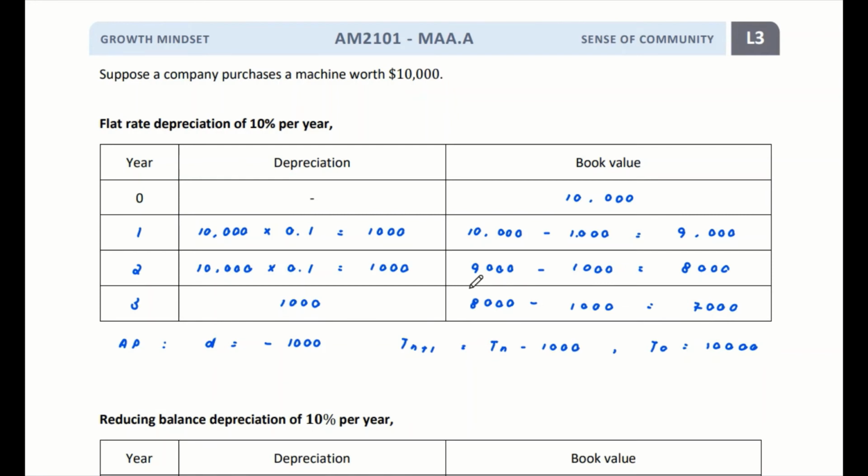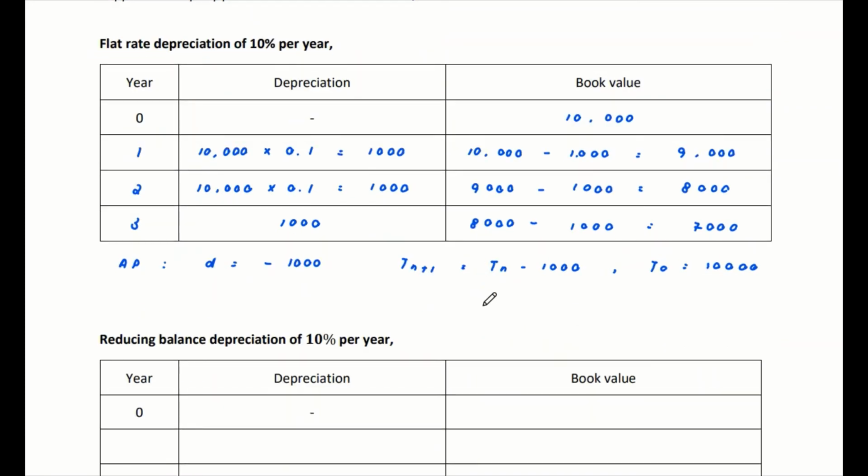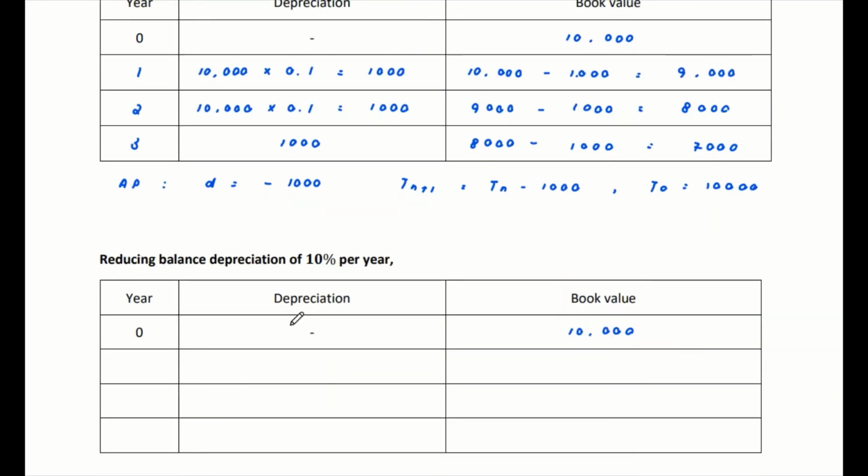Now let's look at the second one, reducing balance depreciation. Same thing: during year 0, we have the book value as 10,000 as well, so we have the same starting point. Now how much is going to reduce in the first year? The depreciation here is going to be 10% of 10,000, so multiply 10,000 by 0.1. You get 1,000. So you take 10,000 and minus 1,000, and from here you get 9,000.